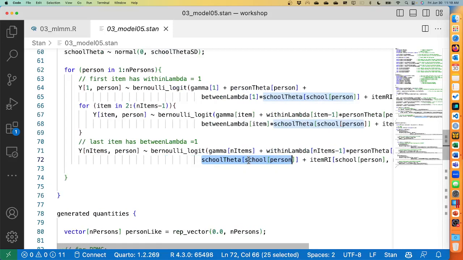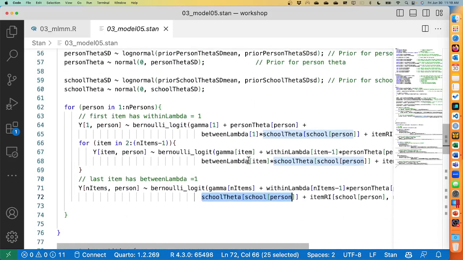Okay. So now here's the big question. Actually, let's just do this. School theta has a normal distribution, where we estimate its standard deviation. And just like person theta, the standard deviation here will follow a similar log normal prior, but I'm going to allow for different hyperparameters for it, just in case I need to change values or otherwise have different beliefs about school versus person.